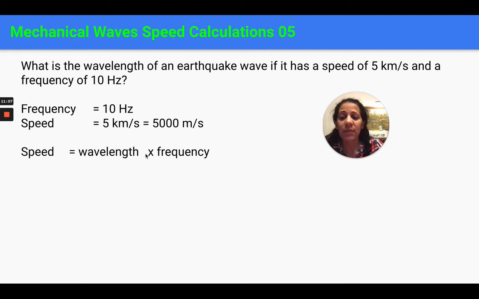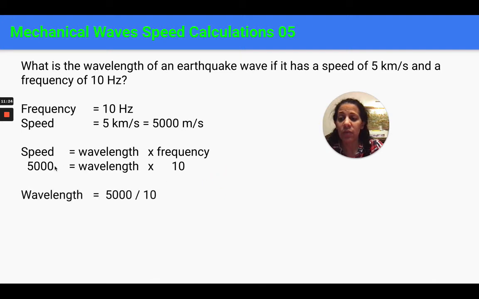So it's speed is equal to wavelength times frequency. I have the speed and I have the frequency, but I don't have the wavelength, which is what he wants. So I'll just substitute first. The speed is 5,000 and the frequency is 10. So the wavelength would be equal to 5,000 divided by 10, which would be 500 meters.